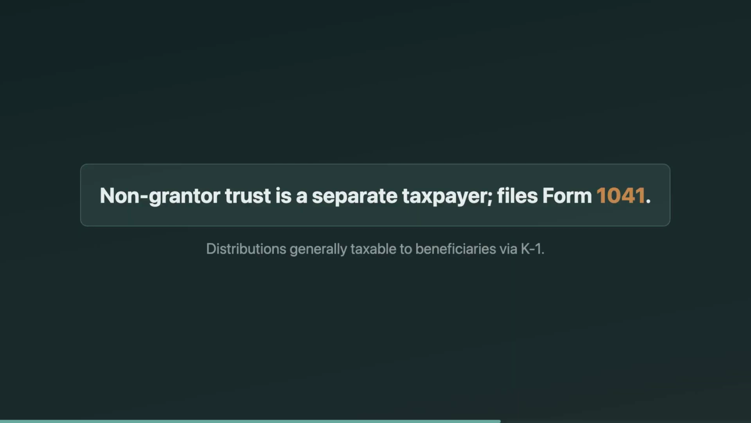A non-grantor trust flips the logic. The donor gives up control, so the trust becomes its own taxpayer. That means the trust files Form 1041 and computes its own taxable income. Then comes the big exam-tested idea. When a non-grantor trust distributes income, the beneficiary generally picks it up as taxable income, and the trust issues a Schedule K-1 to show what flows through.